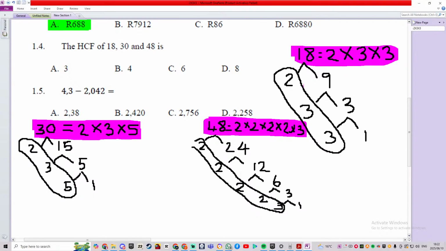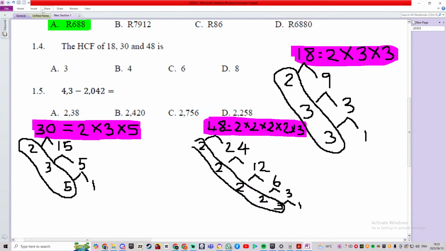Thank you, sir. Isn't it 2 to the power of 3, then 3? 2 to the power of 3. 2, 2, 2, 2. That's 2 to the power of 4. 2 to the power of 4 there.